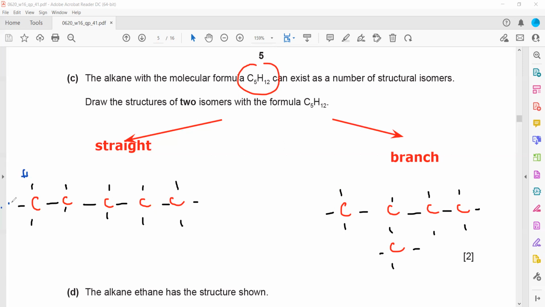Now, how can you check whether your structure is correct or not? You have to count the number of hydrogens. If it matches, see, it is C5H12 for both cases, which means these are the isomers. So to draw isomers of an alkane, first draw the straight chain and then draw the branched one.